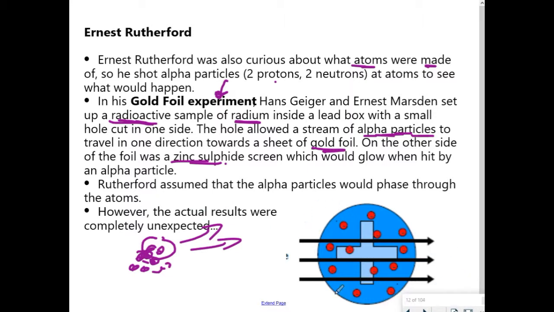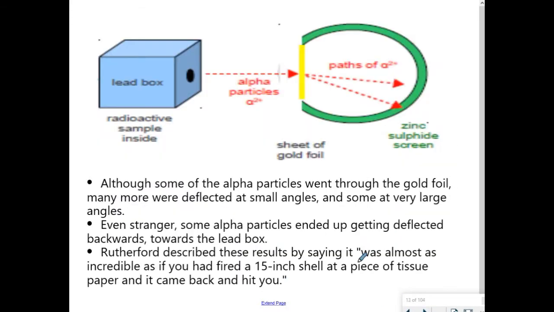According to Thomson's model of the atom, if all of these little corpuscles, which we now know as electrons, were subatomic bits inside a fluid that was positively charged, then in theory, alpha particles should be able to phase right through. That's what he figured. But what happened was completely unexpected to him.